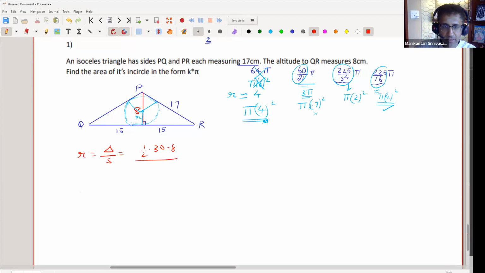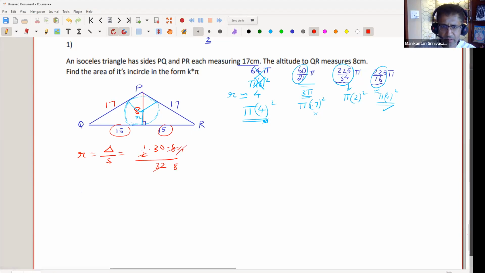Upon the semi-perimeter. Semi-perimeter is how much? 30 plus 17 plus 17, 64 by 2, which is 32. So ultimately, what is this? 4, 8, 2, sorry, 4, 15 by 4. See, it's approximately 4, 15 by 4.